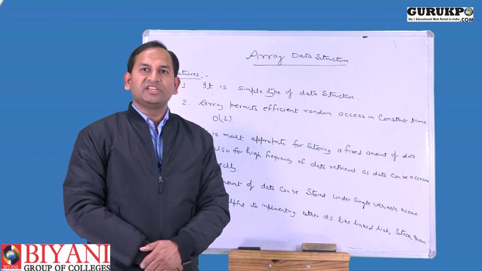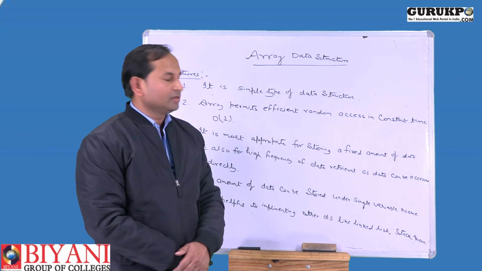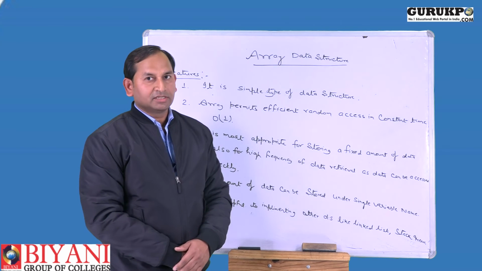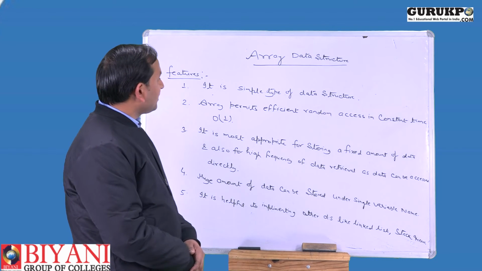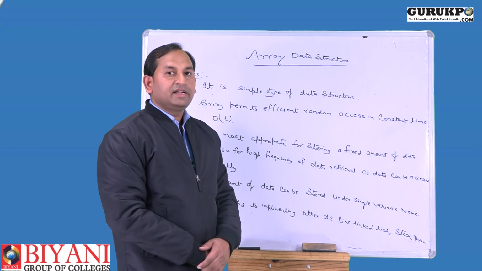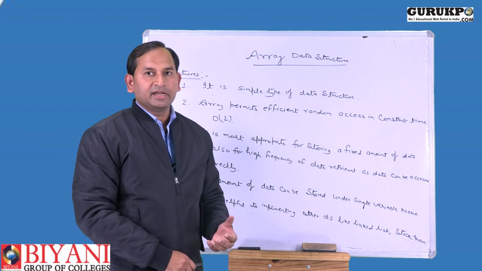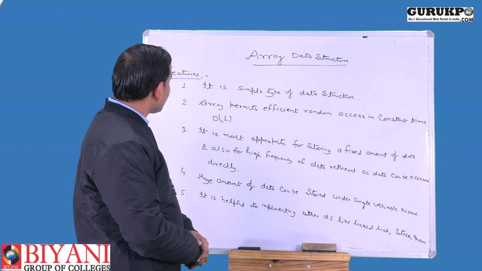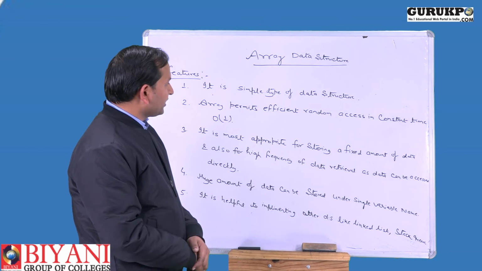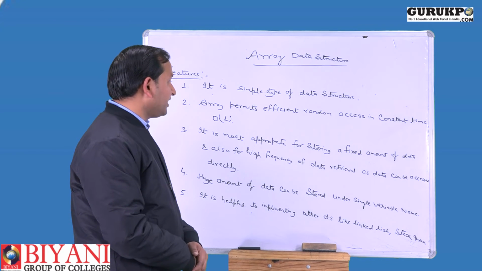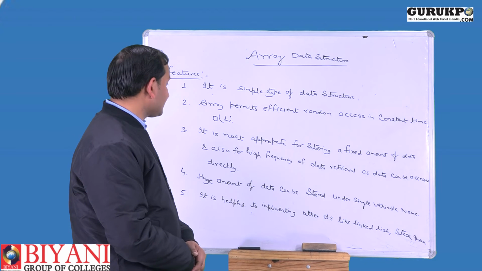Now, we discuss key features of array data structure. It is a very simple, linear type of data structure. Second key point, array permits efficient random access in constant time. We can directly access any array element. It is most appropriate for storing a fixed amount of data and also for high frequency of data retrieval, as data can be accessed directly.